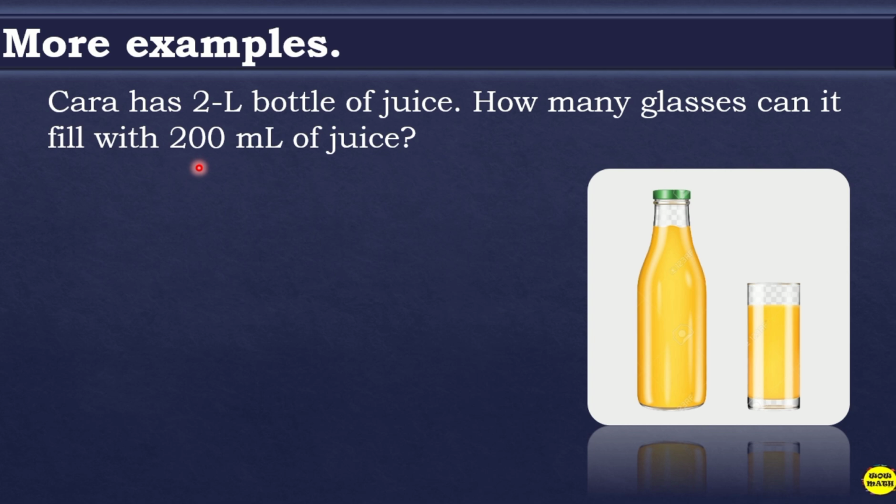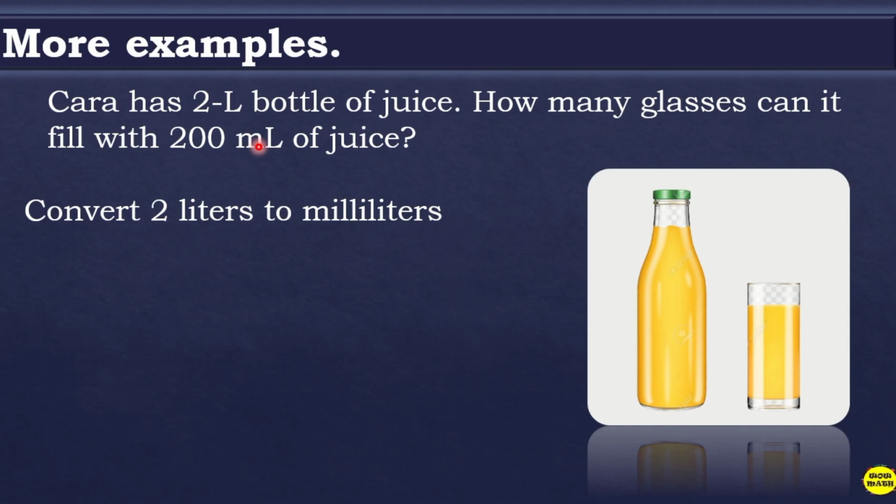So, the first thing you will do, since this is in liters, you need to make it ml. Because the capacity of the glass is only in ml. Okay, so make this ml first. So, you should first make this milliliters. So, convert 2 liters to milliliters. If you remember the table of prefixes, how many moves from liters to milliliters? Okay, very good. 3. So, from liters to milliliters, we have 3 moves. So, going to the right.